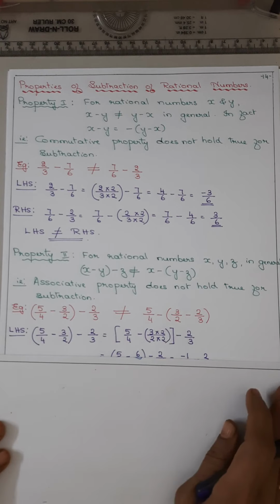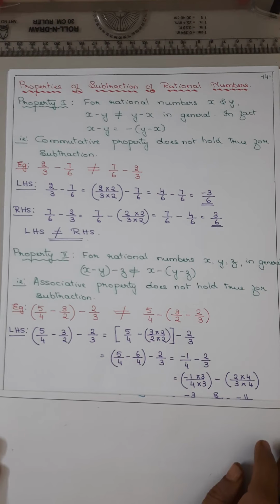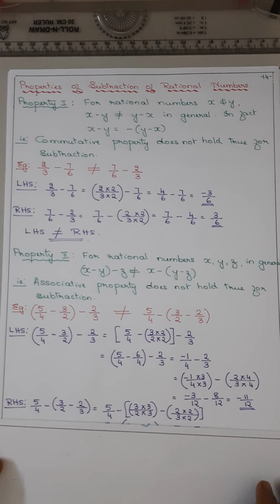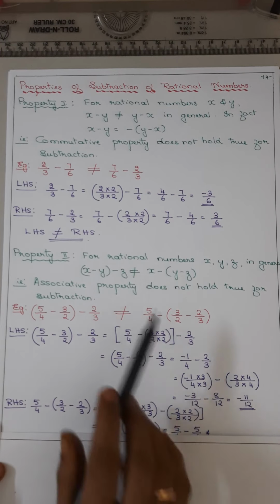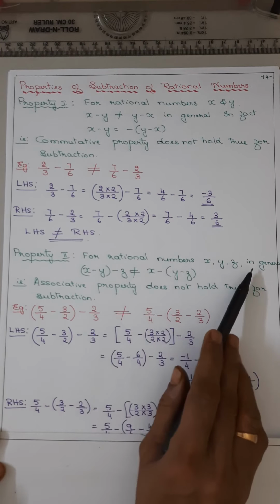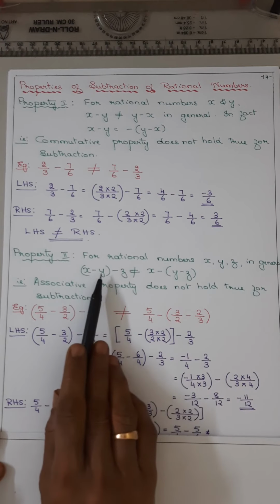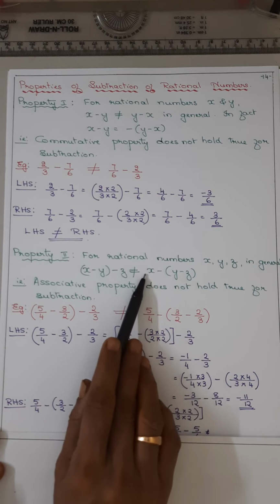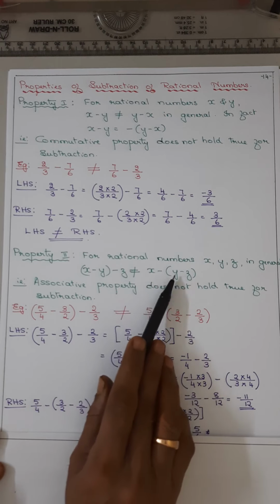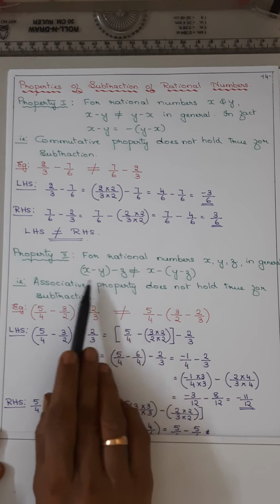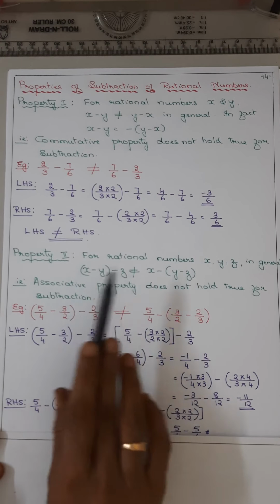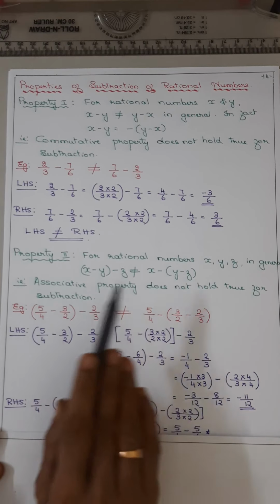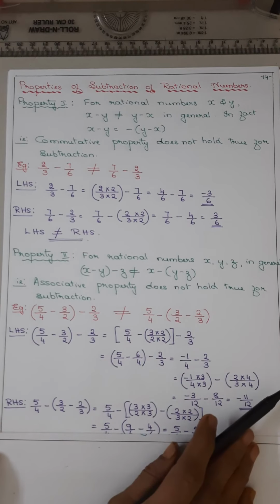Is it okay? Now coming to the second property, that is associative property. मतलब 3 rational numbers when we take, the answer won't be same. So for rational numbers x, y and z, in general (x minus y) minus z is not equal to x minus (y minus z). मतलब इधर फर्स्ट सेकेंड को सब्ट्रैक्ट किए और इधर सेकेंड एंड थर्ड का पहले की. So associative property does not hold true for subtraction.